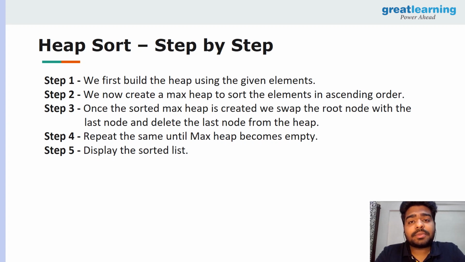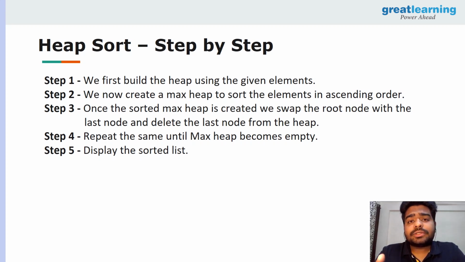Once the sorted max heap is created, we swap the root node with the last node. That means the root node is a parent node. The parent node will always be swapped with the last node, the extreme last node. No matter what the element is there, it has to be swapped. Now when it is swapped, the last element you need to delete. That's what is written here: delete the last node from the heap. So you will be left with n minus 1 elements.